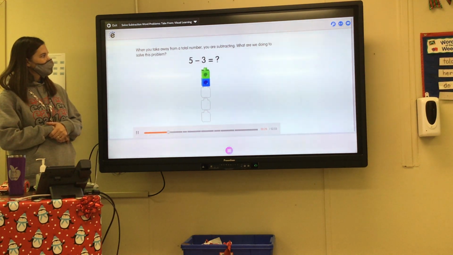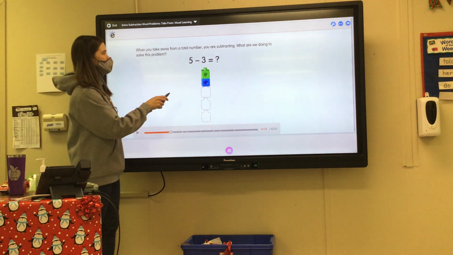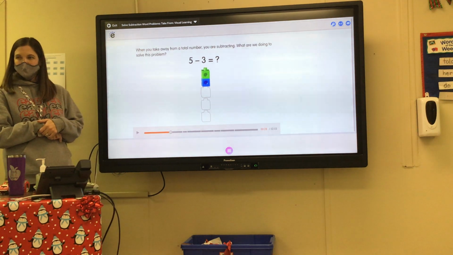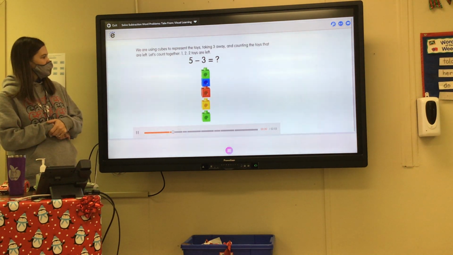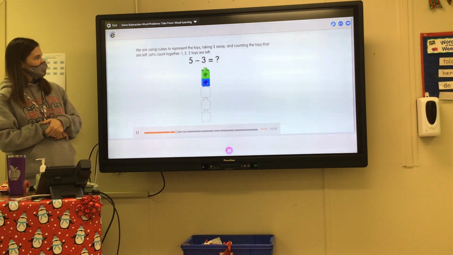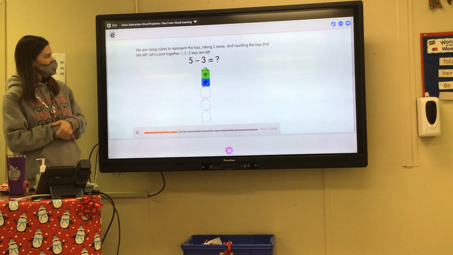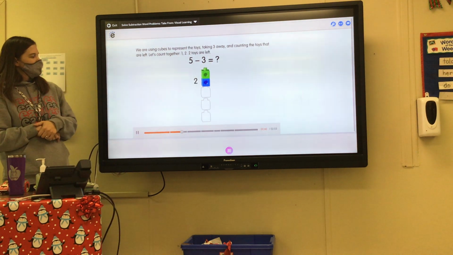What are we doing to solve this problem? Subtracting, or taking away, right? How many are we taking away? 3. We are using cubes to represent the toys, taking 3 away and counting the toys that are left. Let's count together. 1, 2. 2 toys are left.